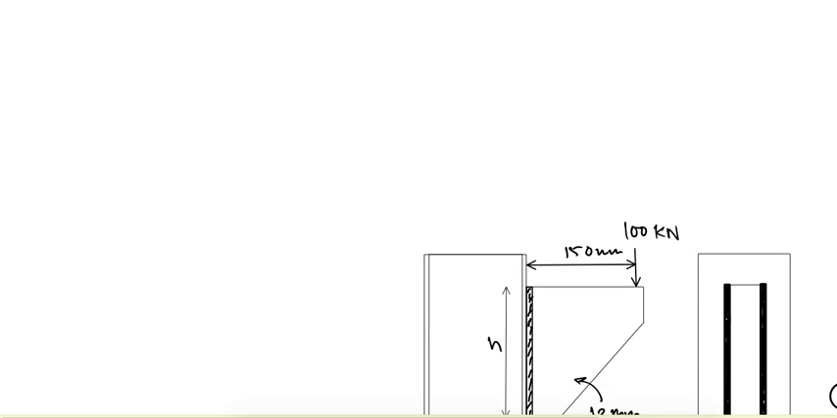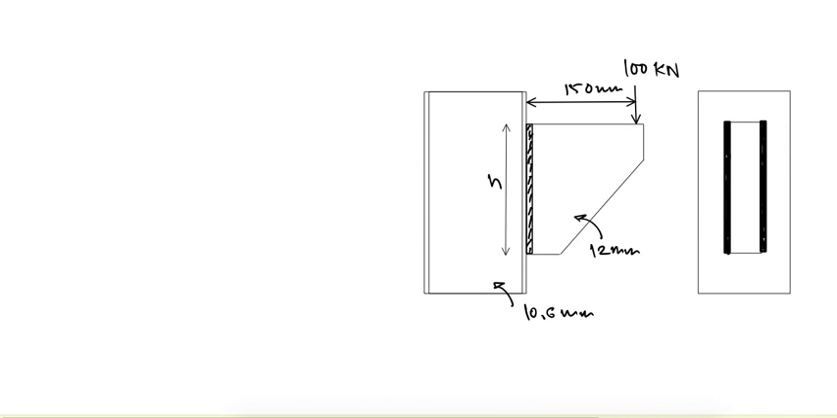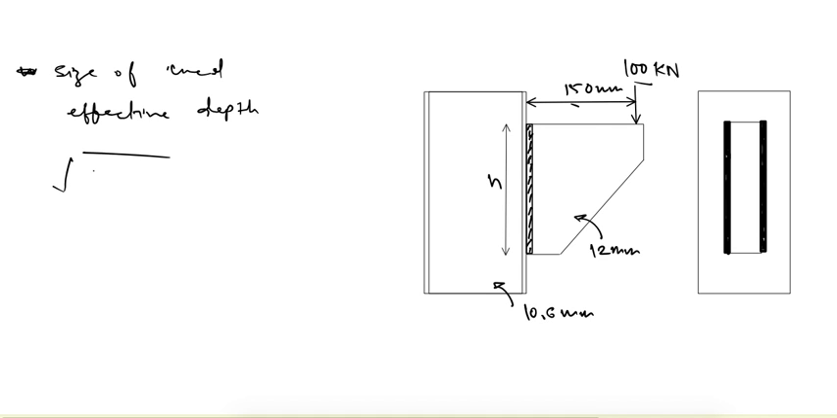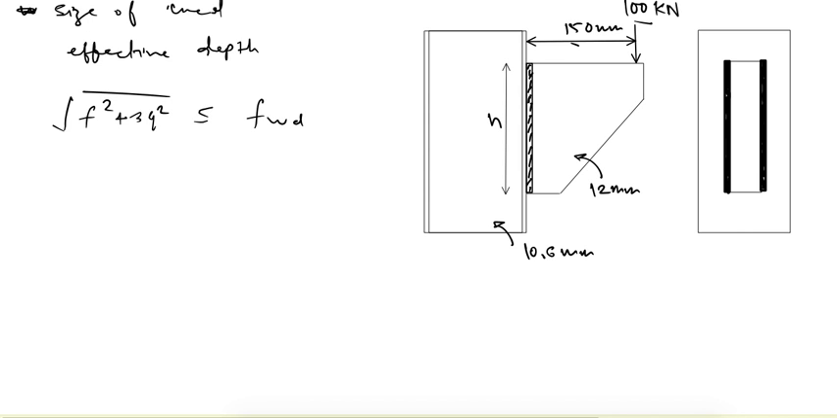Now let's see a question to understand it more. Here we have been given the loading, eccentricity, and thickness of both the plates. Here we have to find out the size of the weld and effective depth. It means we have to design the connection, and then we have to check for this criteria, that is under root of F square plus 3Q square should be less than or equal to FWT. That's how we'll go for it. Because we are using fillet weld here, let's see the minimum size of weld. Minimum size of weld is governed by the maximum size of plate.